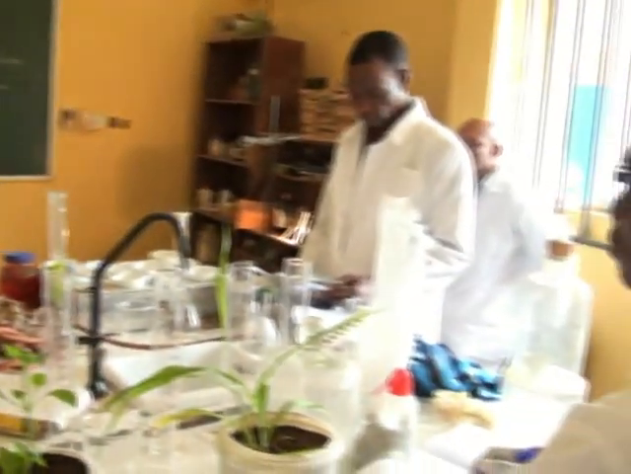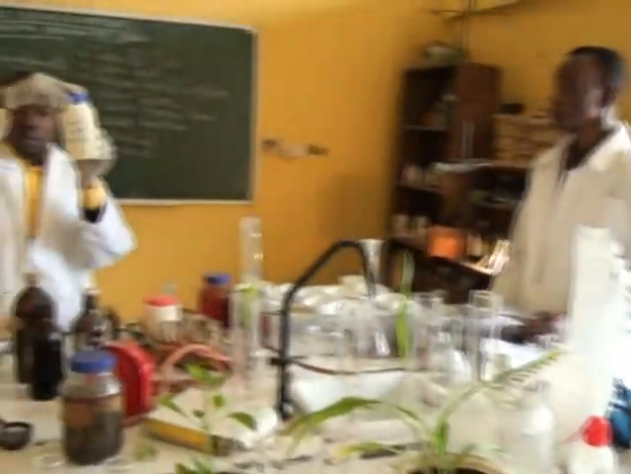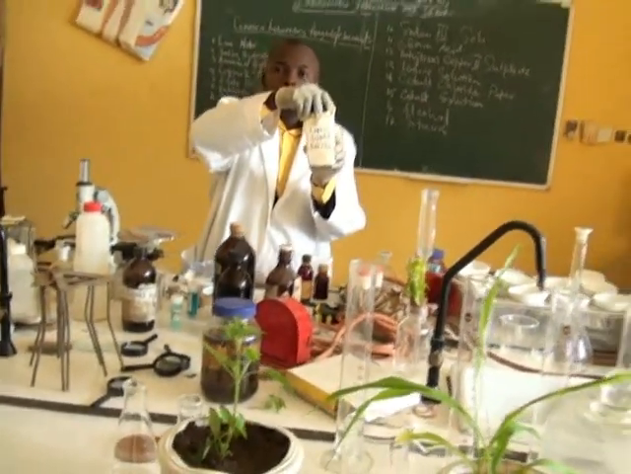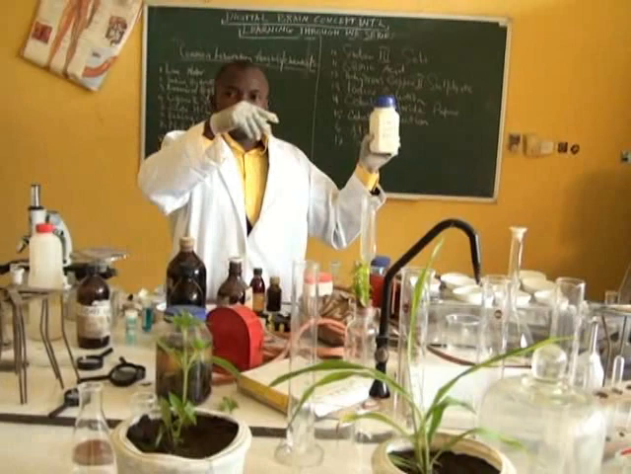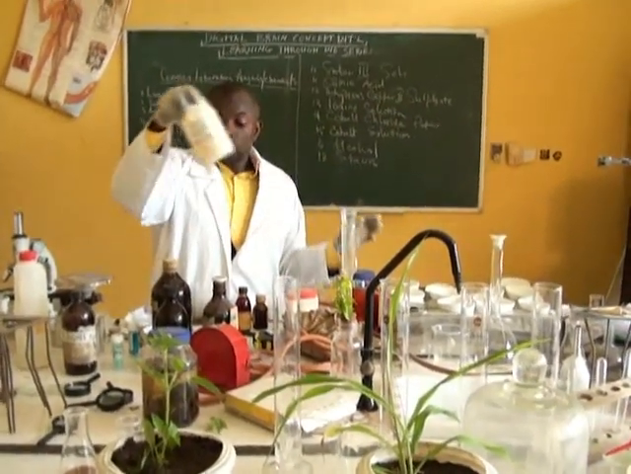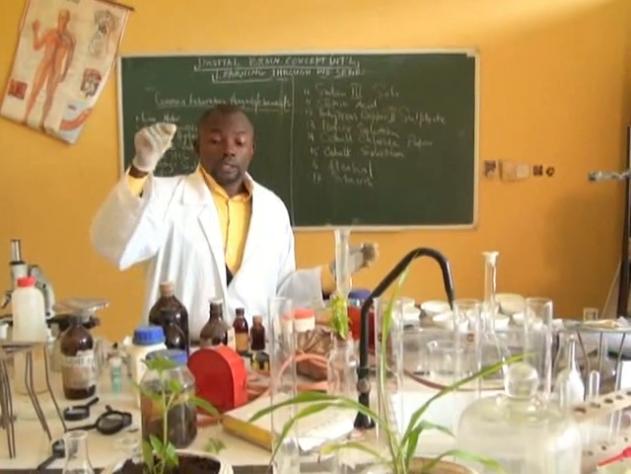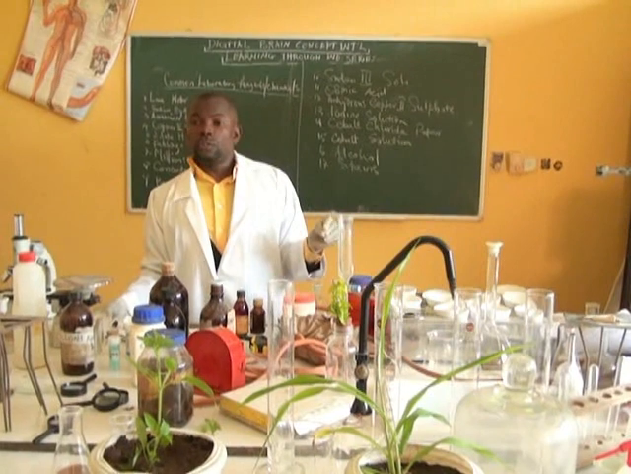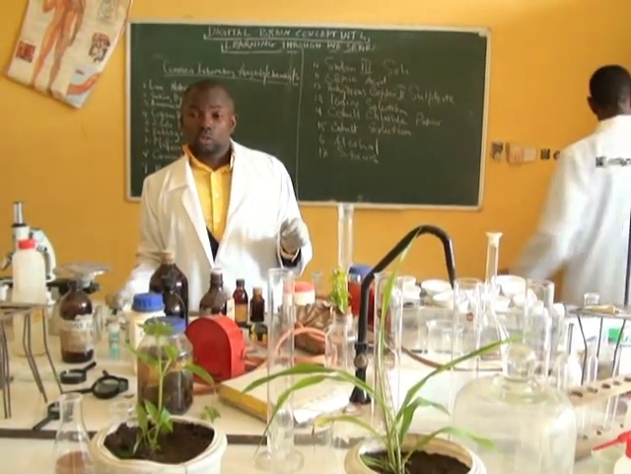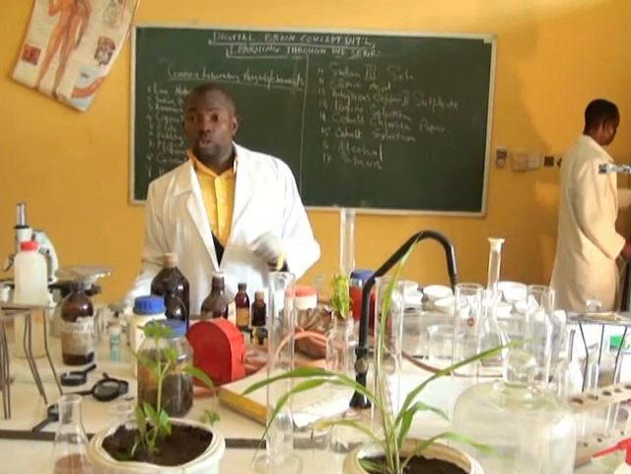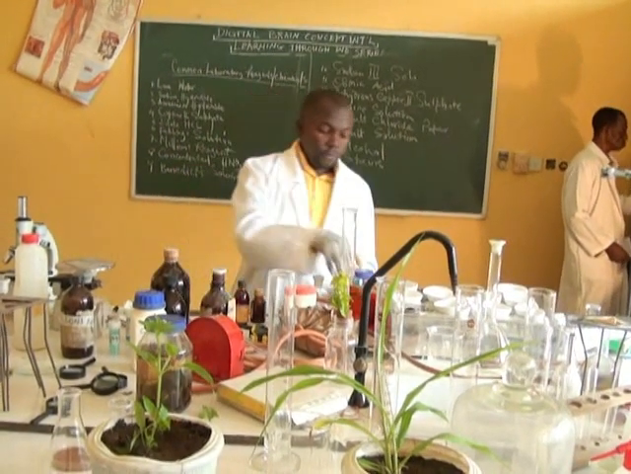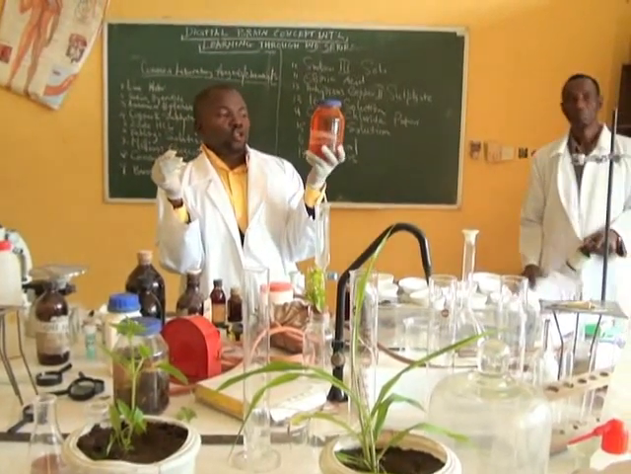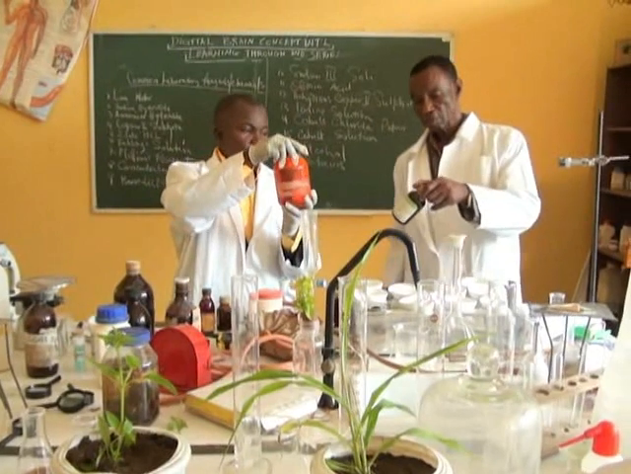This is copper (II) tetraoxosulphate (VI). Copper (II) tetraoxosulphate (VI). We use this copper (II) tetraoxosulphate (VI) for demonstration of diffusion. We can also use potassium permanganate in place of it to demonstrate diffusion in liquids. We have eosin solution. Eosin solution is also used as a stain. You can see it is reddish.